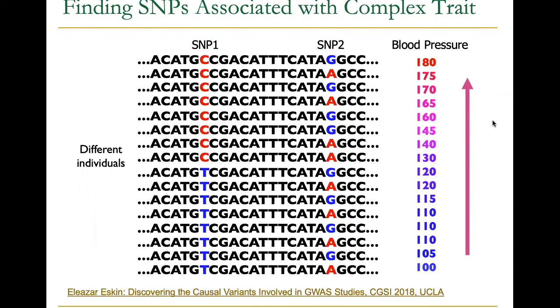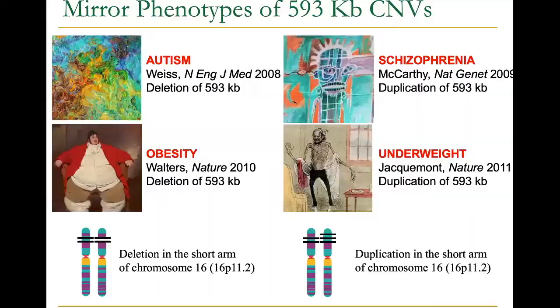Not all diseases have this very nice single variation that is easily discovered. For example, in complex diseases like autism and obesity, we have alteration of 600,000 characters in your genome. If you delete this amount, 600,000 characters from chromosome 16, then you will suffer from obesity. However, if you duplicate the same amount in the same chromosome, then you will get a totally opposite disease, which is underweight. And the same thing with autism.